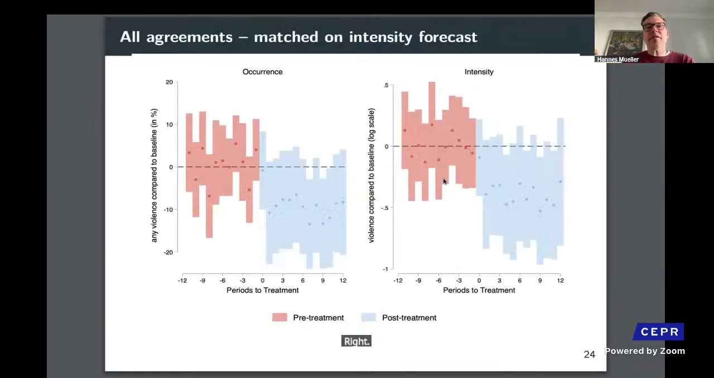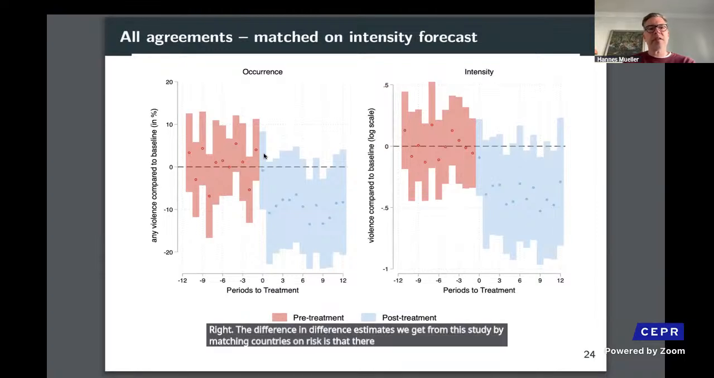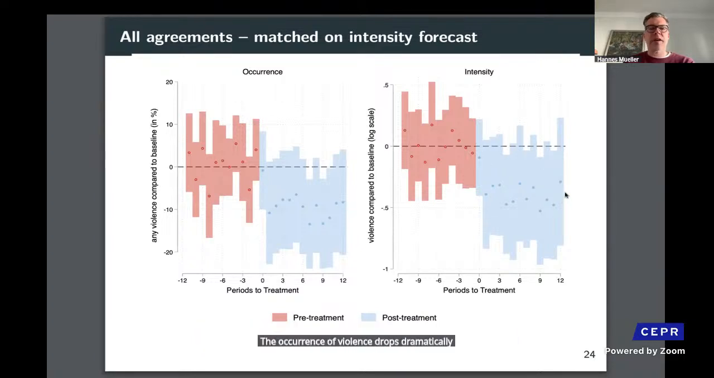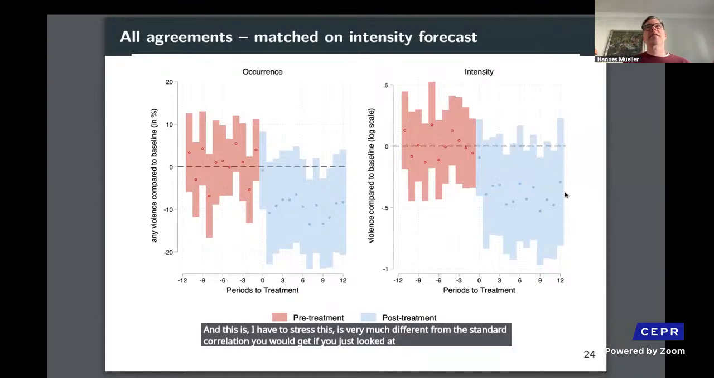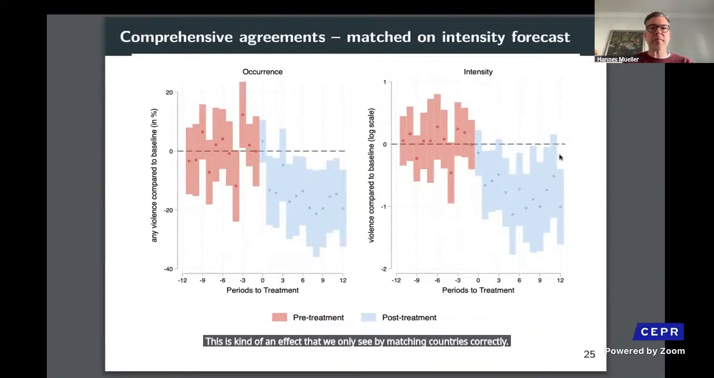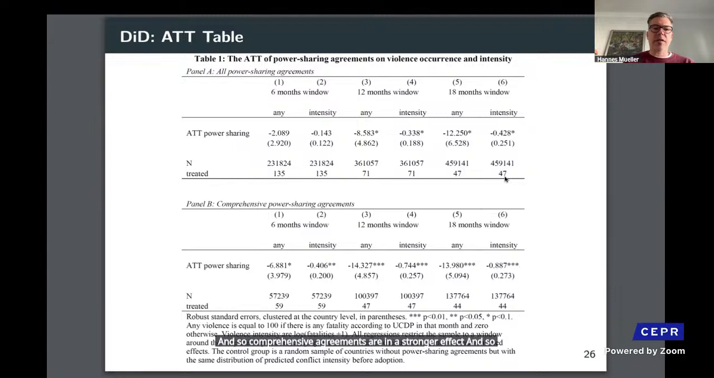And so the difference in difference estimates we get from this study by matching countries on risk is that there is no pre-trend for these countries. And once the agreement is signed, the occurrence of violence drops dramatically and the intensity of violence also drops dramatically. And I have to stress this, this is very much different from the standard correlation you would get if you just looked at how likely is violence after a power sharing agreement versus not, because of course there are many instances where there's no power sharing agreement, where there was no underlying risk, right? And so this is an effect that we only see by matching countries correctly. And so comprehensive agreements are even a stronger effect. And this is confirmed in regressions that we can run.